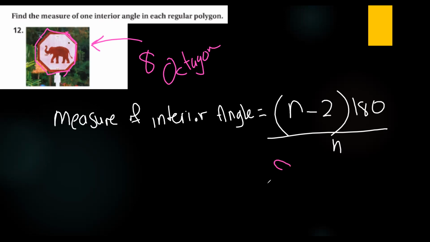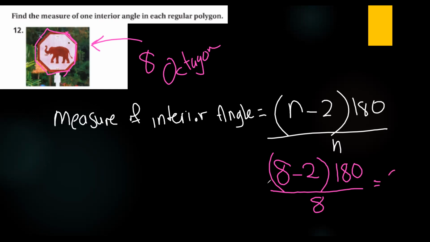So I have to say 8 minus 2 times 180 over 8, which is 6 over 8 times 180. Is it clear? Yes, miss. So then multiply 6 over 8 by 180 in order to get 135. So what is this 135?